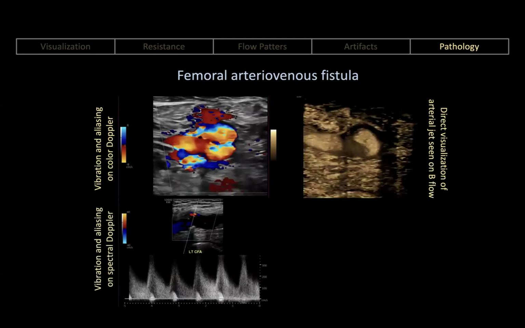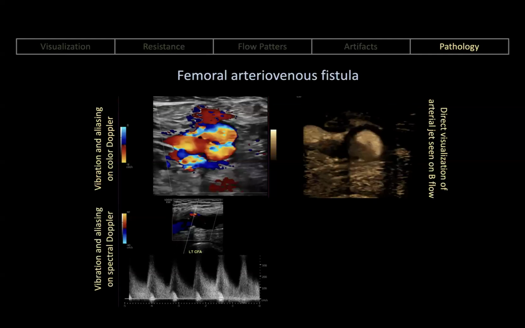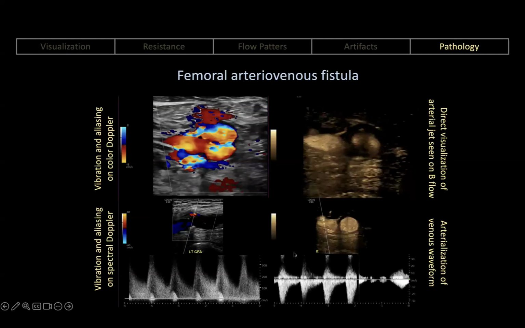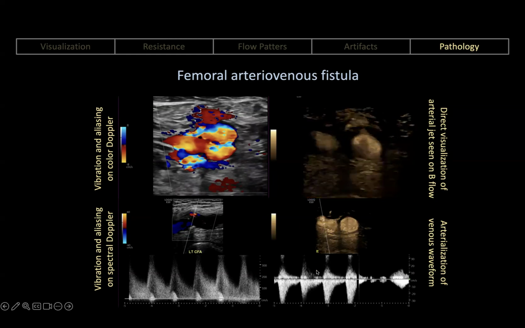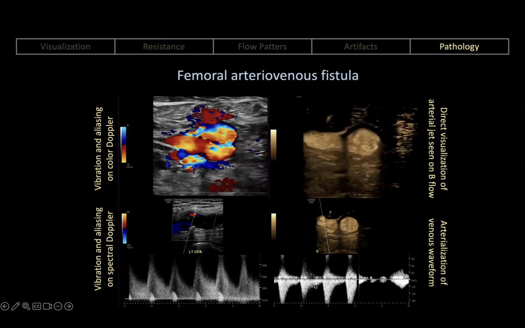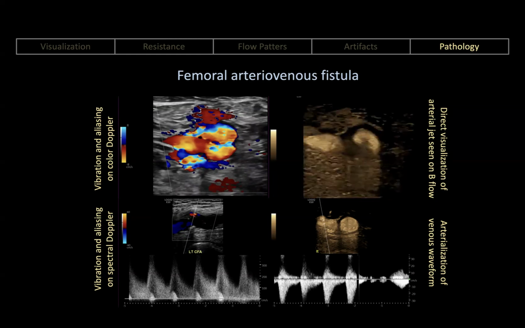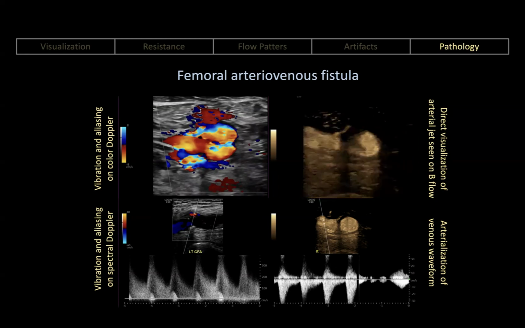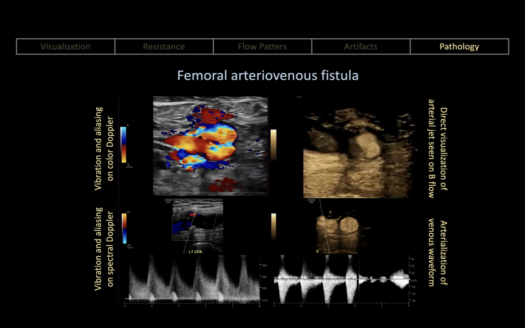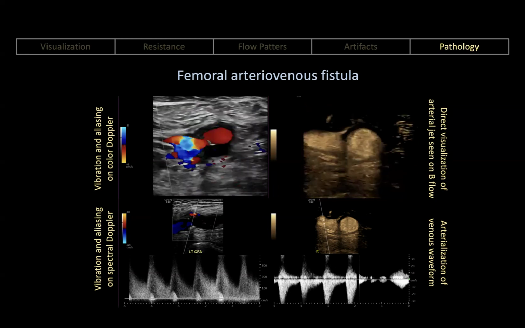And what do we expect to see? A high velocity, low resistance waveform pattern, which we see. And then if we go into the vein itself, we can see arterialization of the venous waveform. This doesn't look like a venous waveform, even though it is the vein. But that's because the artery is feeding into there and giving it an arterialization of that venous waveform.